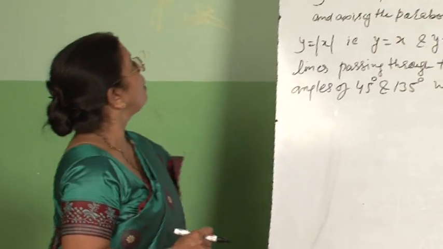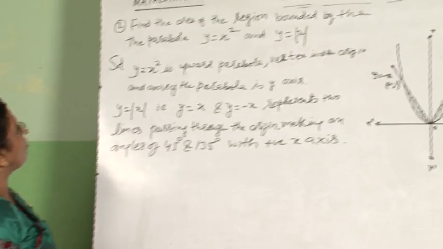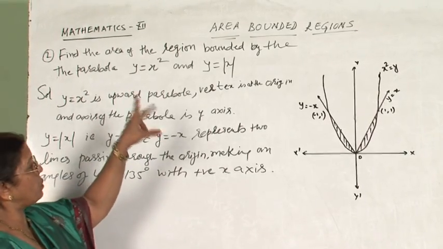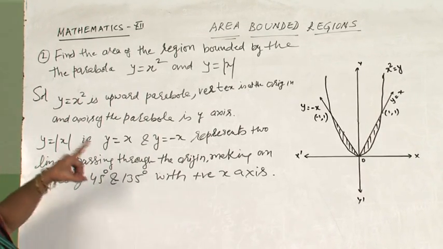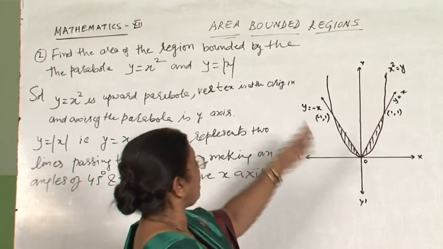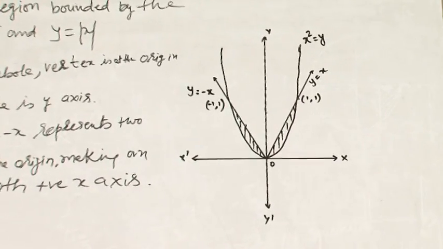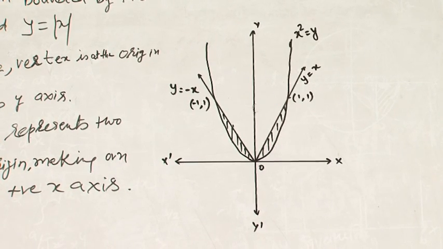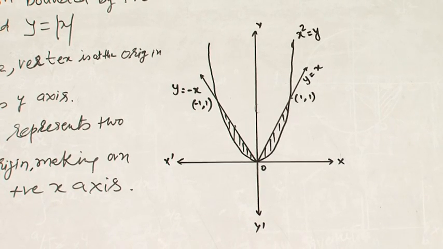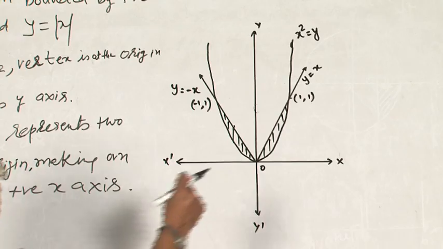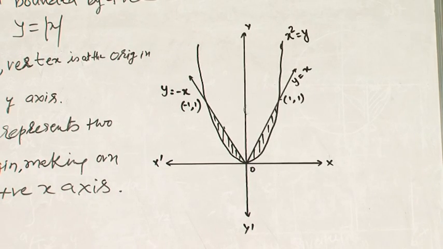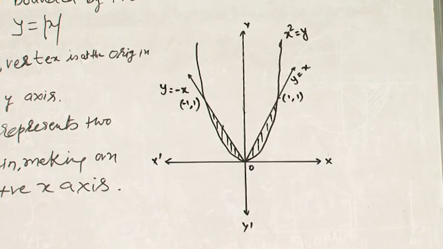Next question is, find the area of the region bounded by the parabola y is equal to x square and the line y is equal to mod x. Now, this parabola y is equal to x square is an upward parabola, its vertex is at the origin and the y axis is its axis of symmetry. Y is equal to mod of x means the lines y is equal to x and y is equal to minus x, and these lines make angles of 45 and 135 degrees with the positive direction of the x axis. Now, we have to find the area bounded by these lines and the parabola.